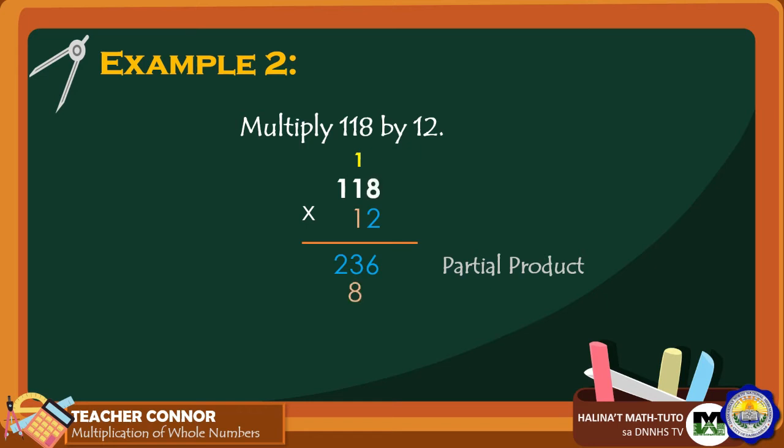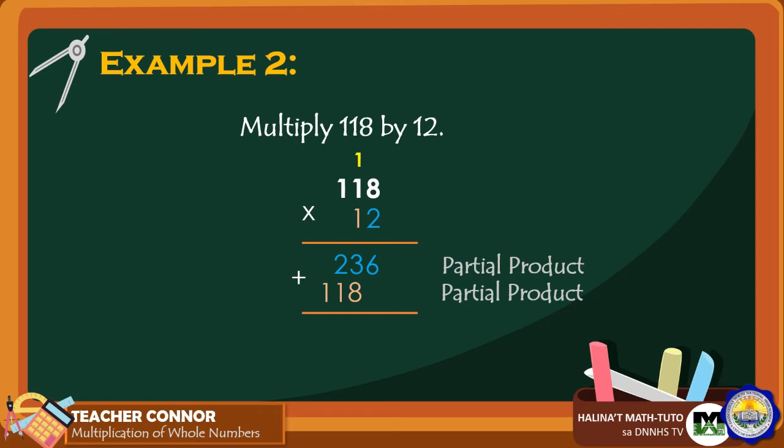As the new starting point, write the answer 8 below the tens digits because we are now multiplying the digits of the multiplicand to the number in the tens place of the multiplier. Next, 1 times 1 is equal to 1. Write it below 2. Lastly, 1 times 1 is equal to 1. Write it on the left side of 1. This will be our second partial product.